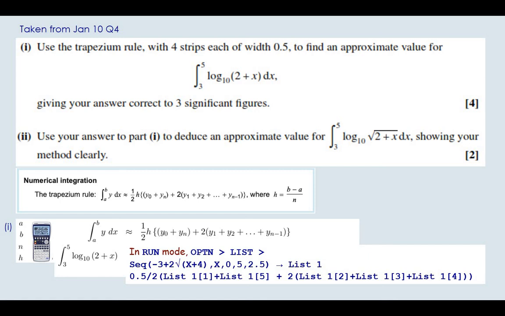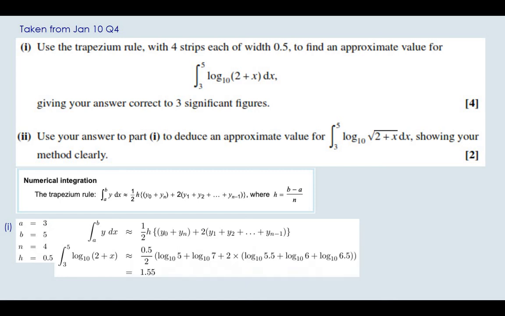And when I substitute in, I want to work out my y values, so I'm going to use the sequence function on my calculator. I've calculated using the list with the square brackets to do that rather than typing in the individual logs, but you can type in the logs if you want to. So you should get 1.55.